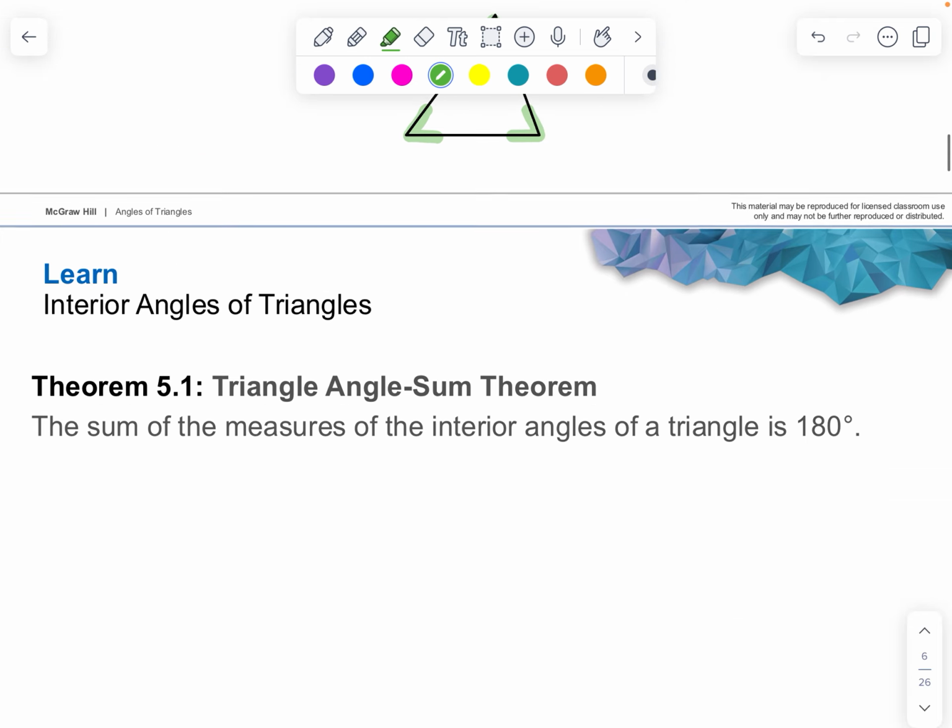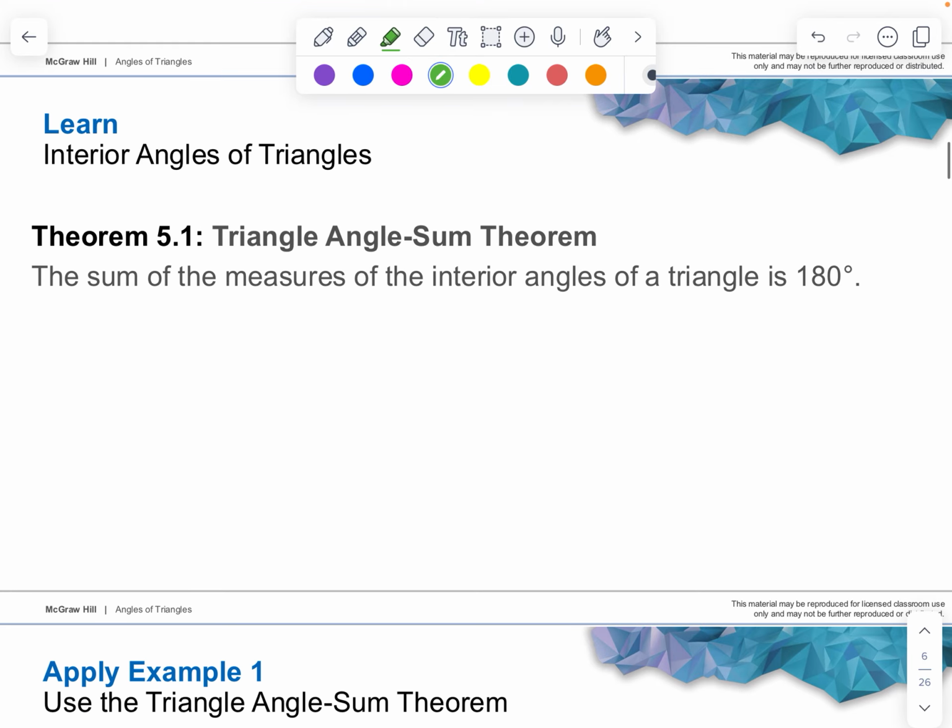Okay? So the triangle angle sum theorem says that the sum of the measures of all of those interior angles is always 180 degrees. Always. You probably knew that. Just making sure we lock that in. 180 degrees every single time. Doesn't matter what that triangle looks like, always 180 degrees.